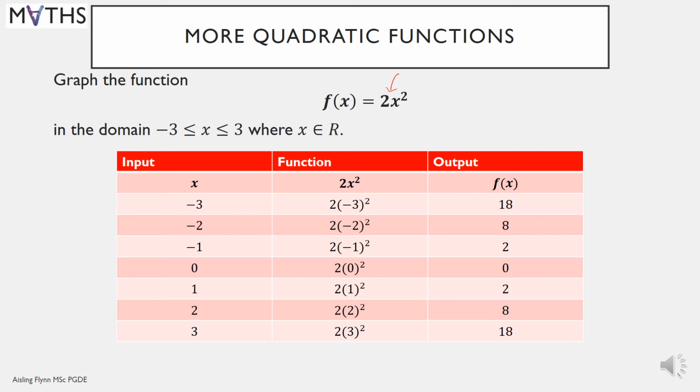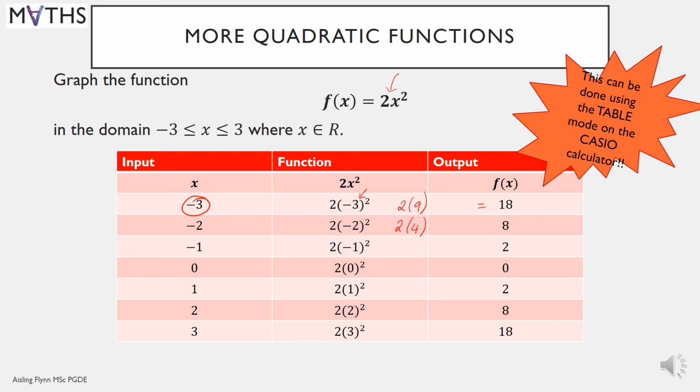Okay, there's our domain, and here's the table. So we'll stop here a minute and look at this table. Okay, so when the input is minus 3, you have 2 times minus 3 squared. Remember BIMDAS, you have to do that squaring first. It'll be 2 times 9, and we get 18. Okay, and on the next level we'll have 2 times 4 is 8. So multiplying by a constant like that gives us much bigger values than we would have normally. Okay, let's see what it looks like on the graph.